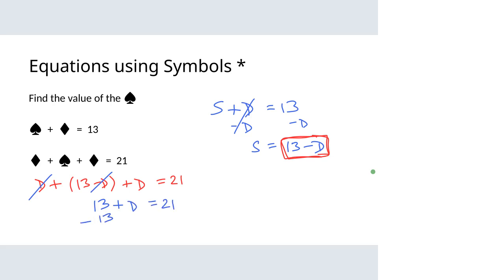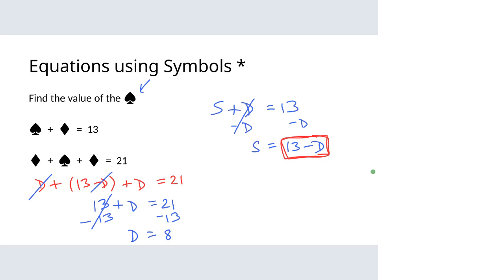We'll subtract 13 from both sides. Those cancel, and I wind up with D is 8. So I know the value of the diamond is 8. Now that's great news, and that's valuable, but this question said, find the value of the spade. So I'm not done yet. And nobody answered 8 in the poll, which is excellent, because that means you may have done exactly what I just did, got to the end and said, but wait a minute, I don't want what the diamond is. I need to know what the spade is.